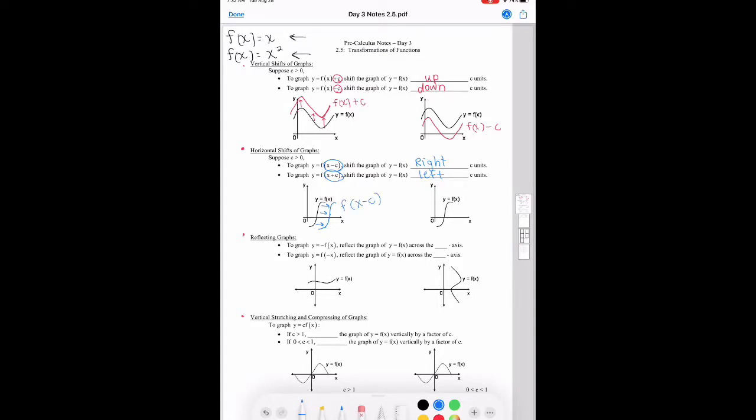And now if we're moving to the left, then it might look something like this. Okay, and that's if we add a number on the inside.